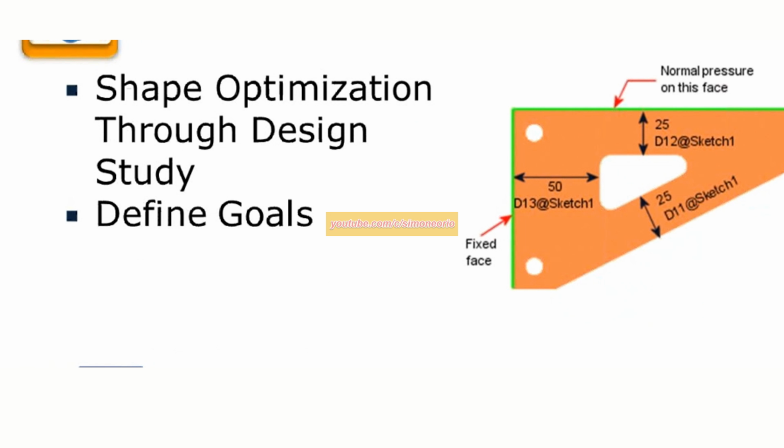You can do the same thing to optimize shapes for bracketry. All sorts of different things can be optimized for shape. You have it vary a dimension. Define a goal. For example, you might want to minimize mass. Minimize weight. Or maybe you want the center of gravity to be in a certain area. That can all be set up with sensors.